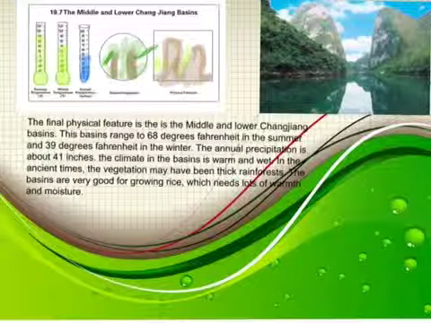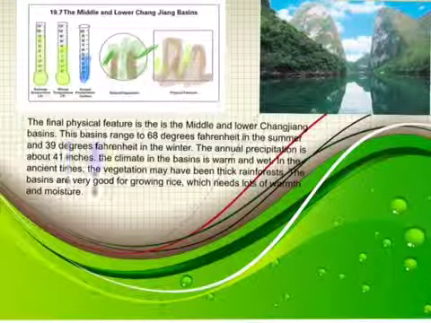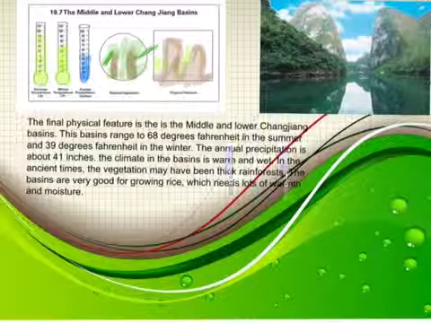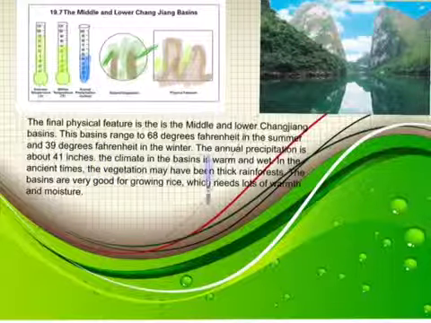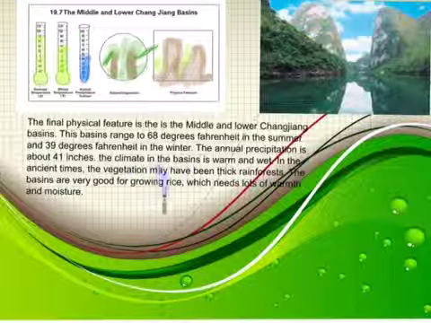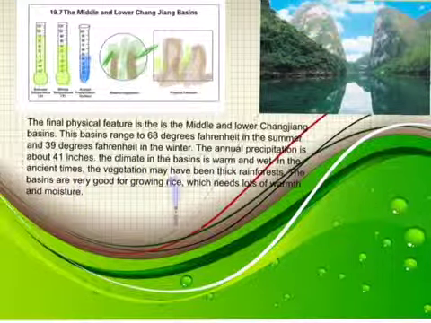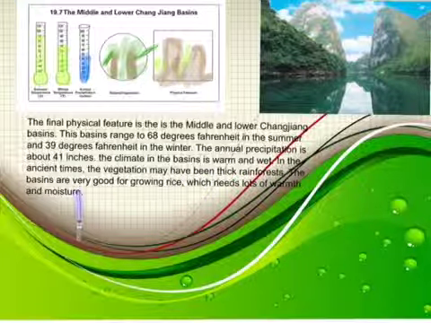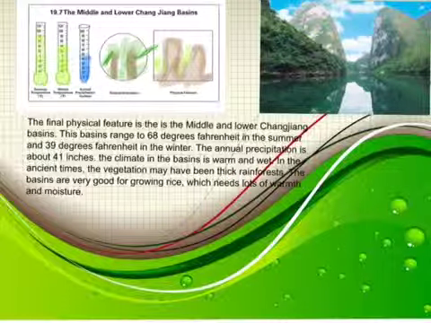The final physical feature is the middle and lower Changjiang basins. These basins reach 68 degrees Fahrenheit in the summer and 39 degrees Fahrenheit in the winter. The annual precipitation is about 41 inches. The climate in the basins is warm and wet. In ancient times, the vegetation may have been thick rainforests. The basins are very good for growing rice, which needs lots of warmth and moisture.